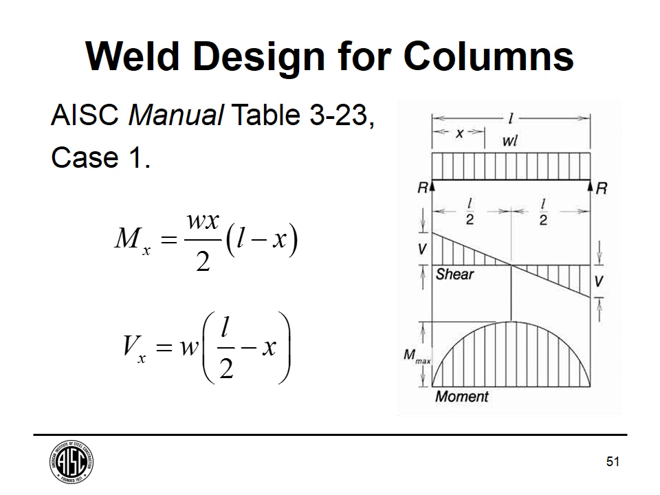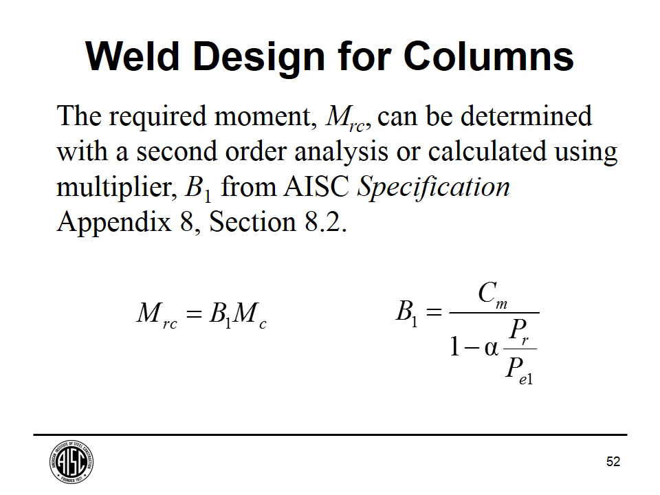So we take a look at table 3-23, of course, and get the moment as a function of x and the shear as a function of x. But now you may think, well, all right, that was fairly easy. Now I've got my moment and my shear, but the moment has to be amplified. When that column buckles, it's going to put a second order effect in there that we need to account for. Sometimes that second order effect may be 1.3, or it may be 2.3 or more.